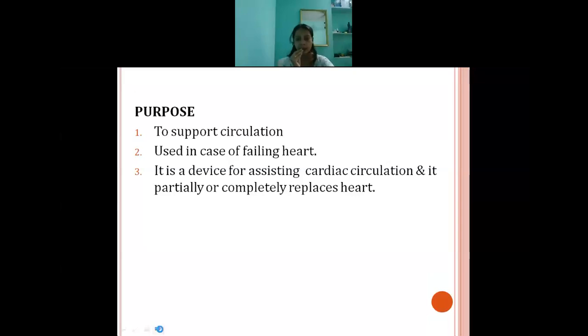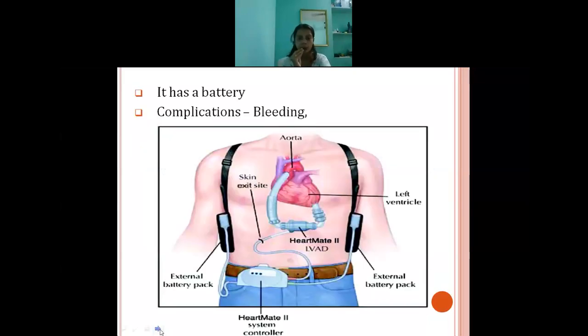So as you can see here in the picture, it is having a battery. Okay, and you can see the picture clearly here with the VAD, ventricular assist device.